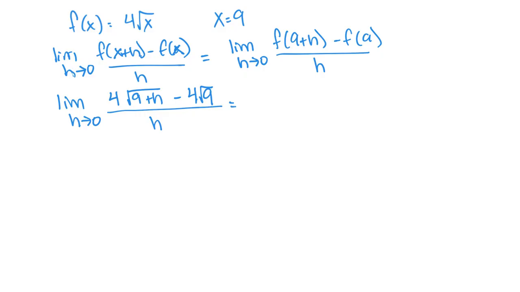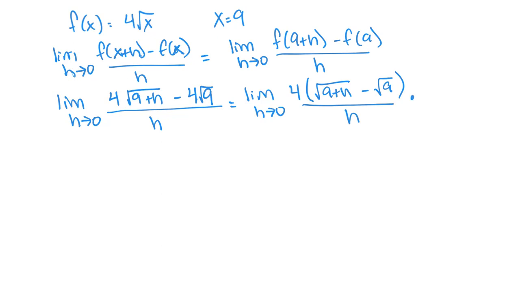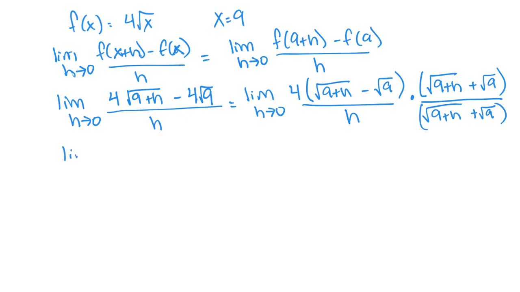To simplify this, we want to multiply by the reciprocal of the numerator, to get rid of our radicals in that numerator. First, we do see that we have a 4 in each of our terms, so let's factor that out. Factor out the 4. And then let's multiply numerator and denominator by the conjugate of this: square root of 9 plus h plus square root of 9. Again, do that in the numerator and in the denominator.